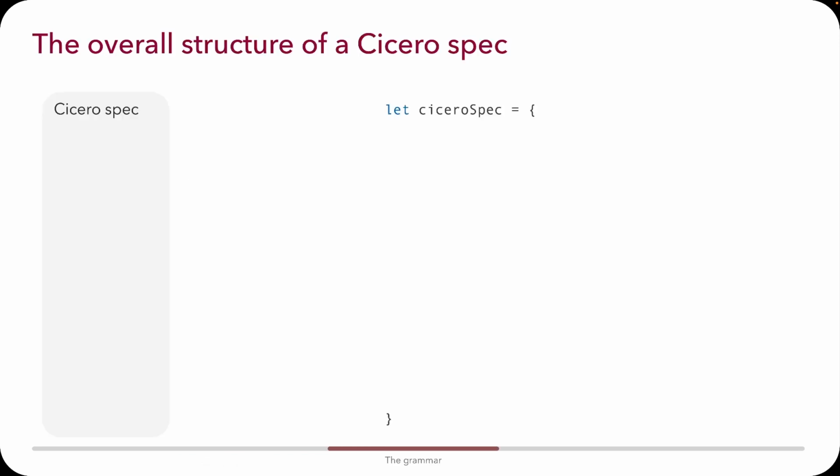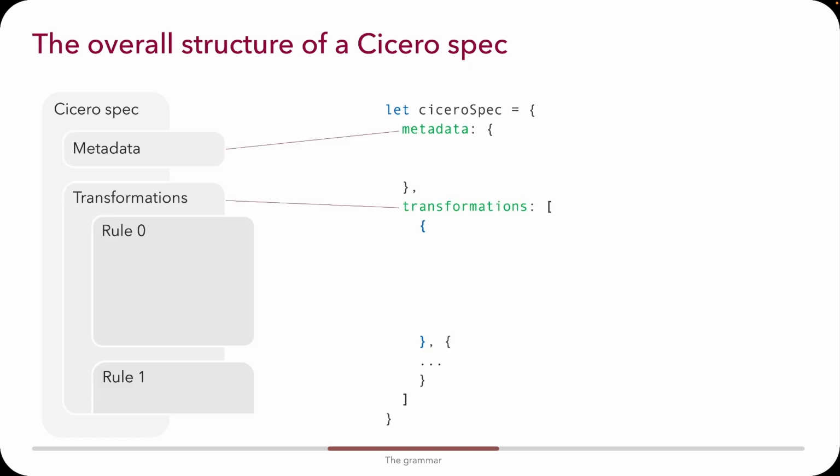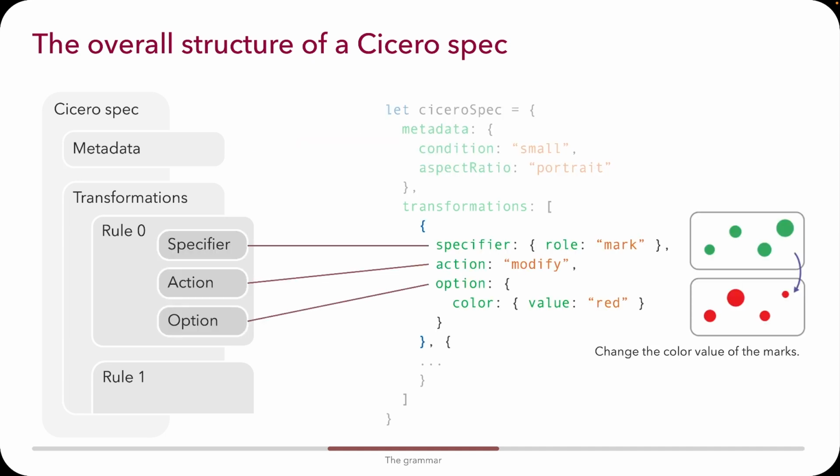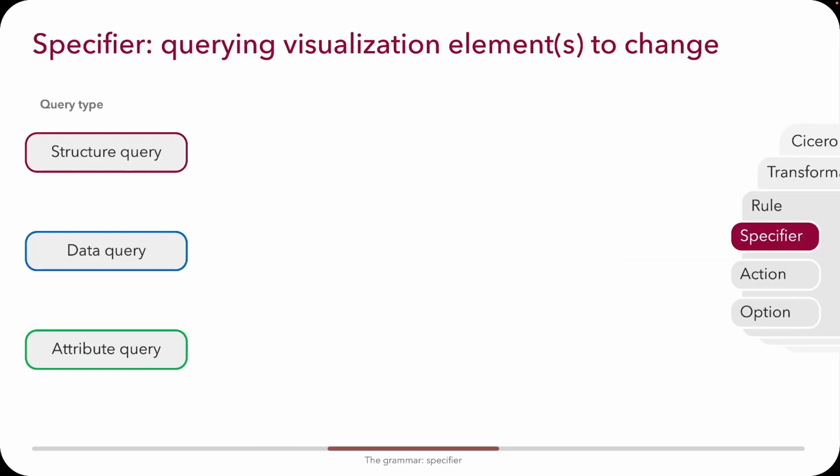A Cicero spec is expressed as a JSON object. A Cicero spec consists of two parts: the metadata and an array of transformation rules. The metadata object contains information about responsive context, aspect ratio, etc. Each transformation rule is composed of a specifier, action, and option, informed by prior surveys on responsive visualization strategies. In this talk, I will focus on the transformation rules.